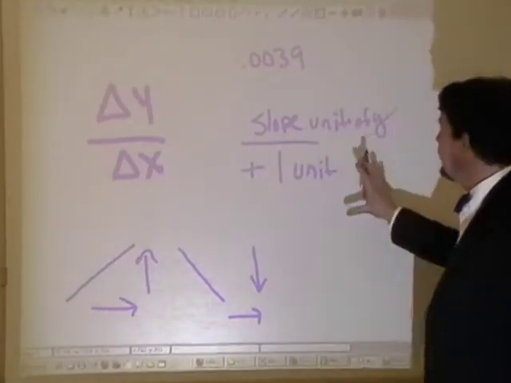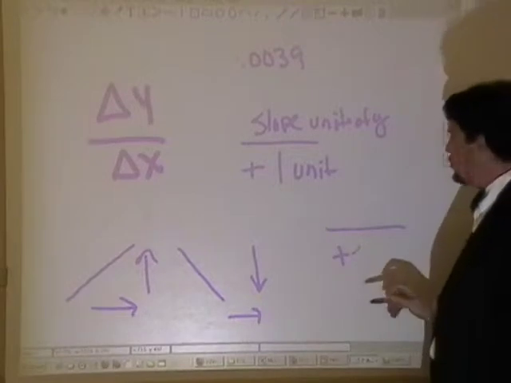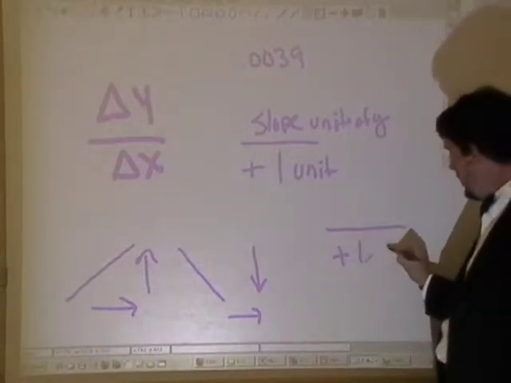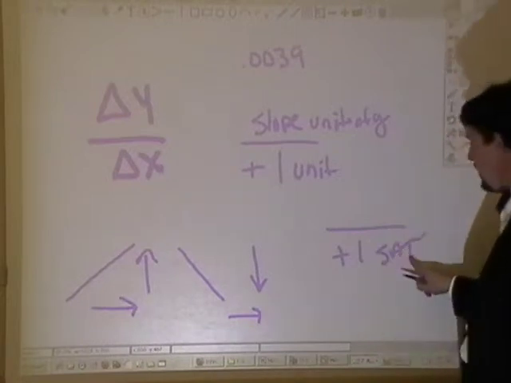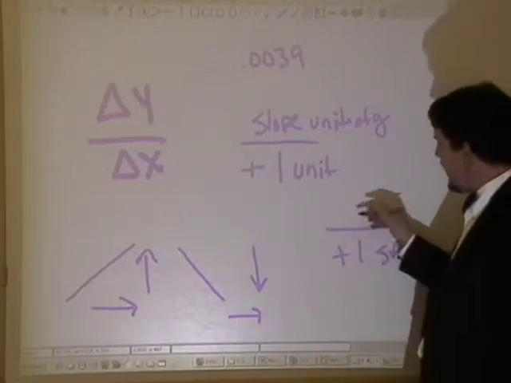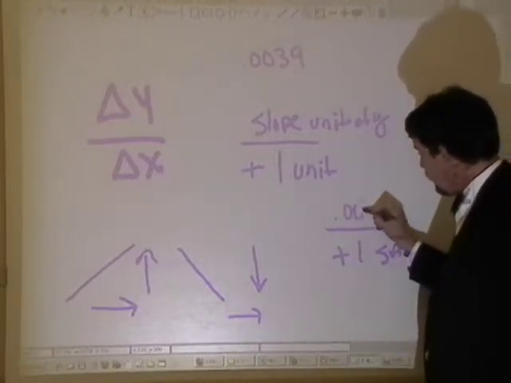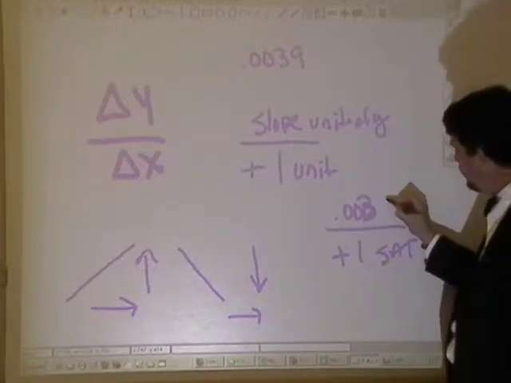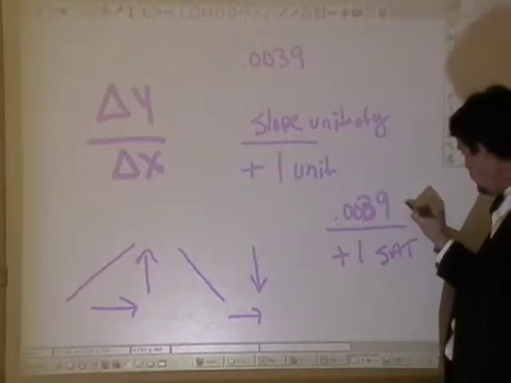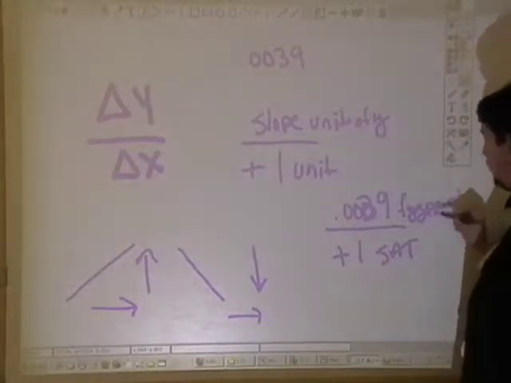So what we're saying here in our very specific situation is as x increases by 1, our unit happens to be SAT. As x increases by 1 SAT point, because our slope is positive, freshman year GPA is going to increase by 0.0039 freshman year GPA points.